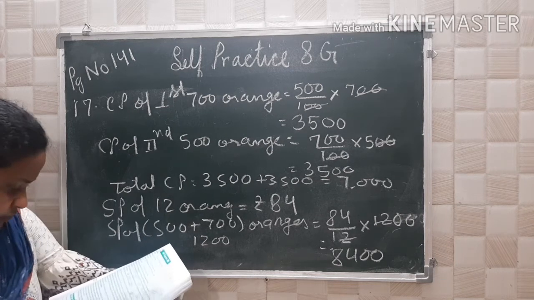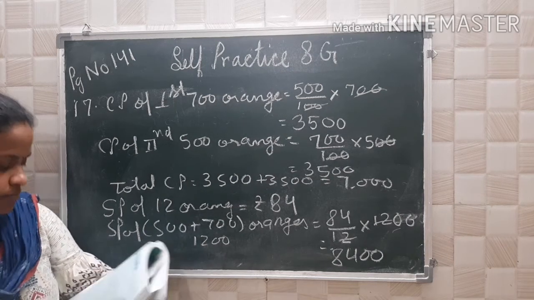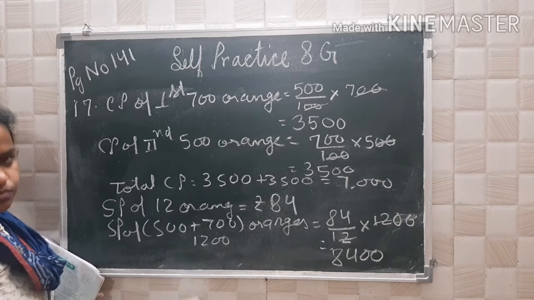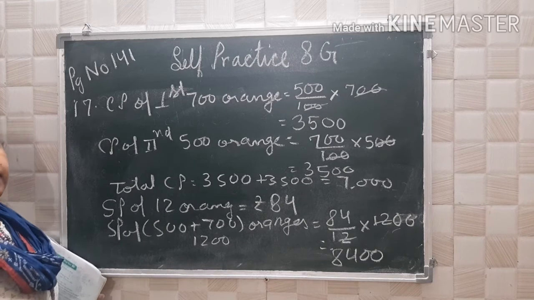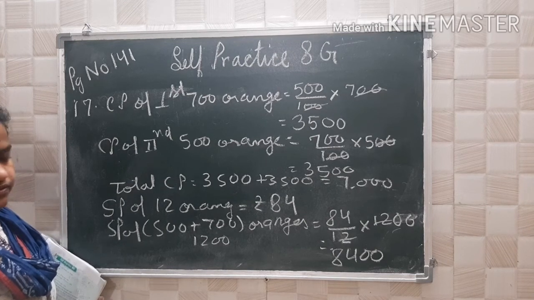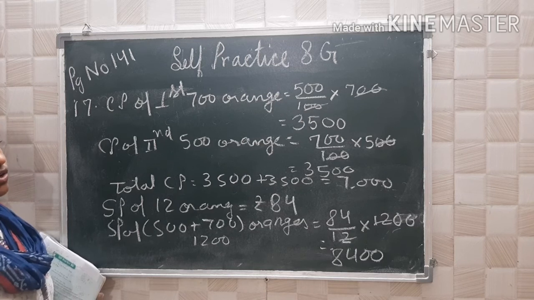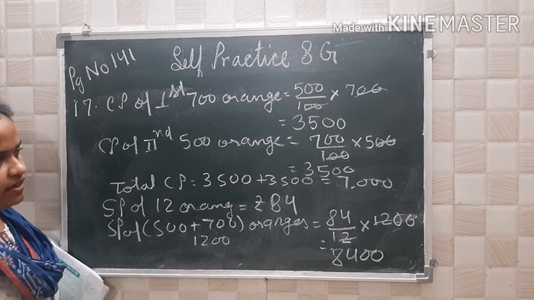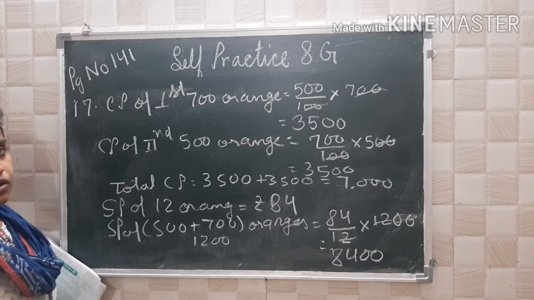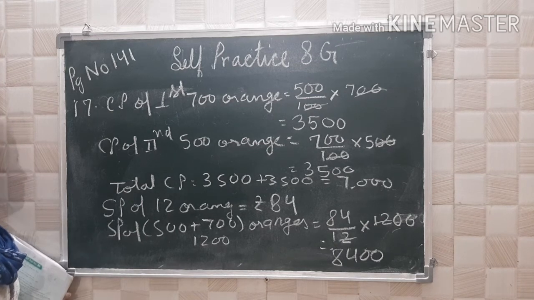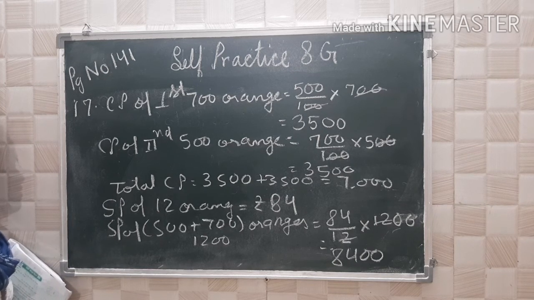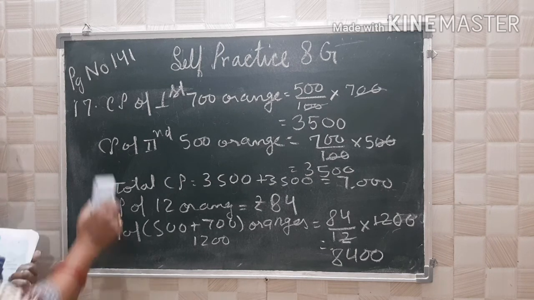Okay, so what do you have to find? You have to find profit percent. Here you can see SP is more than CP. Once more, CP of first 700 oranges will be 500 upon 100 into 700, that is 3500. CP of second 500 oranges is 700 upon 100 into 500, that is again 3500. Total CP will be 7000. The SP of 12 oranges will be rupees 84. SP of 500 plus 700 oranges will be 84 upon 12 into 1200, that is equal to 8400.